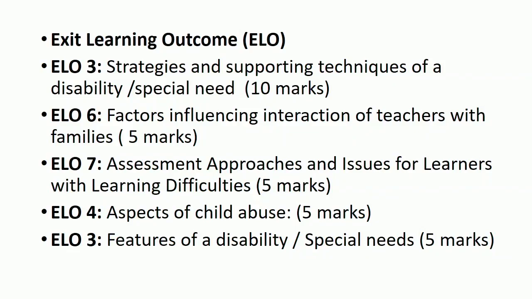It's parental factors, it can be the child factors, it can be the family factors. So you also need to know those factors on the aspects of child abuse. And then lastly, the features of a disability, it's again out of exit learning outcome 3. So it features twice in question 2. I can either ask the supporting techniques, and again it can be the features of a disability. It's again 5 marks for that one.